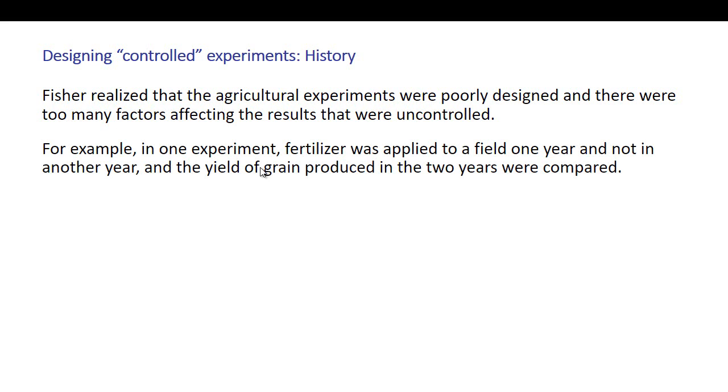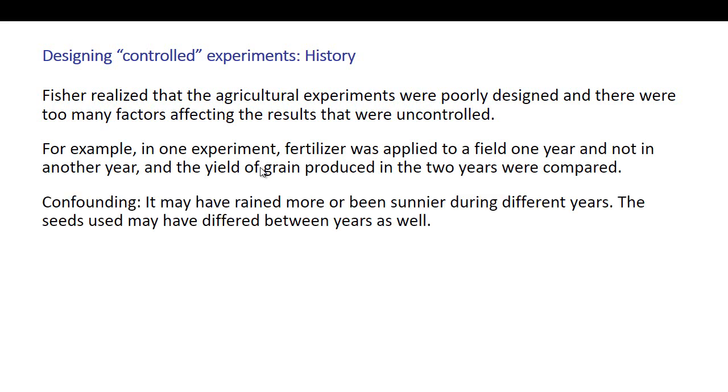It may seem well and good, but there are plenty of confounding variables here. It may have rained more or been sunnier during different years, right? So 1 year it may have rained more, another year there may have been a drought. So weather is a confounding variable here, and the seeds used may have differed between the 2 years as well. You may not have used the same seeds.